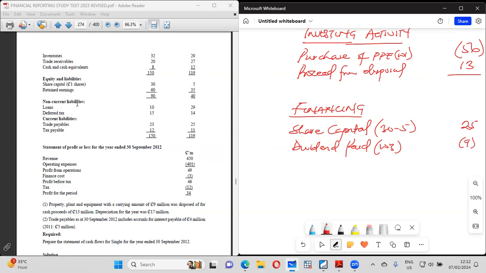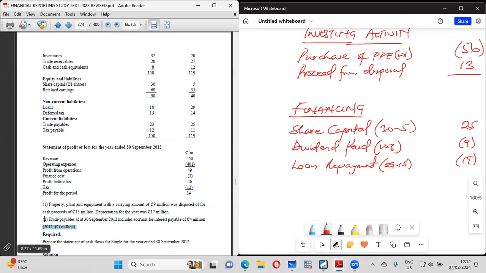All right. So it means I've exhausted this. The next thing left for me is the loan, right? Loan was 29. It's now 10. So it means it's a loan I've paid. Loan repayment. Loan repayment of how much? That's like 19. I've paid 19. So that one will be 29 minus 10, which means I have paid 19. All right. So everything is exhausted.